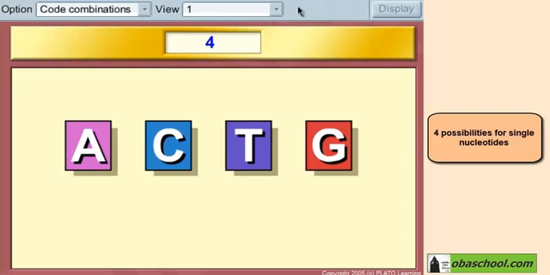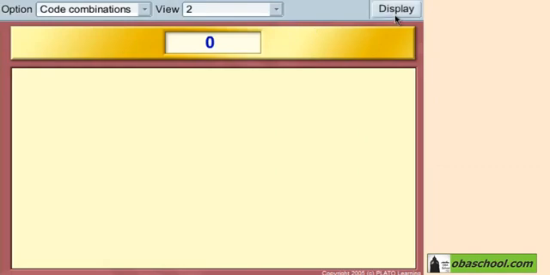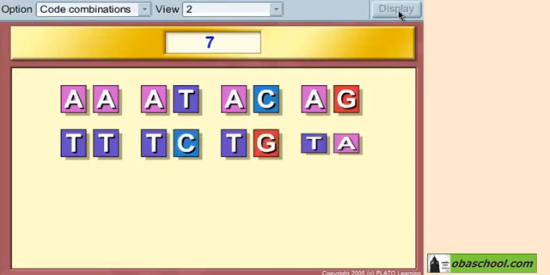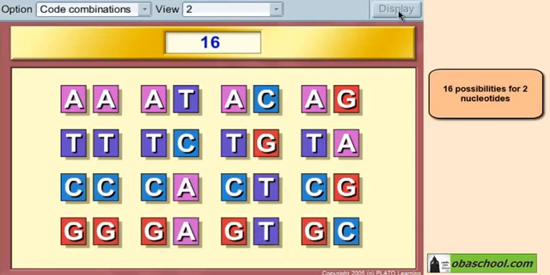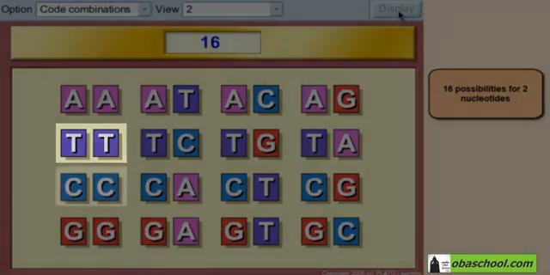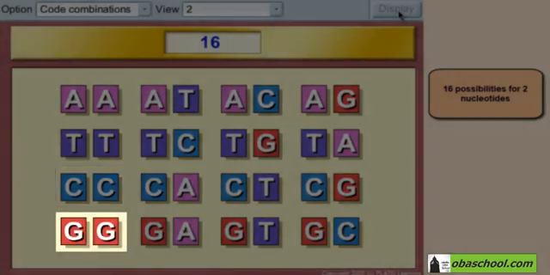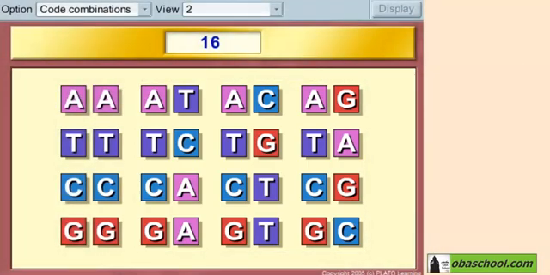What if we wanted to make 2 nucleotides? How many combinations can we make out of the nucleotides that we have? We can have the following combinations. 16 combinations. We can have 2 adenines, 2 thymines, 2 cytosines, 2 guanines, or a combination of any 2 of the different nucleotides. If you notice, 16 is actually 4 to the power 2.